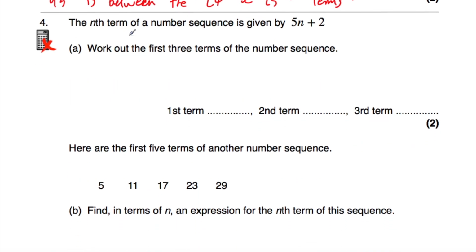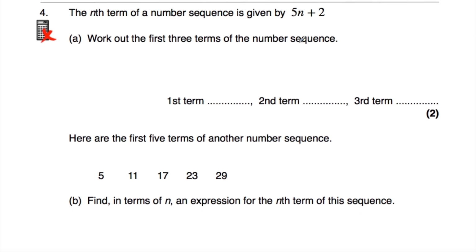Okay, so question number 4 says the nth term of a sequence is given by 5n plus 2. On part A, we've been asked to write down the first 3 terms of the sequence. So we've got the nth term and we want to find the first 3 terms. So what I'm going to do is substitute in 1, substitute in 2, and substitute in 3. So let's just do this in our head. We don't need to write it out in full.